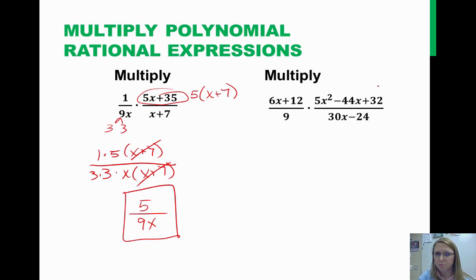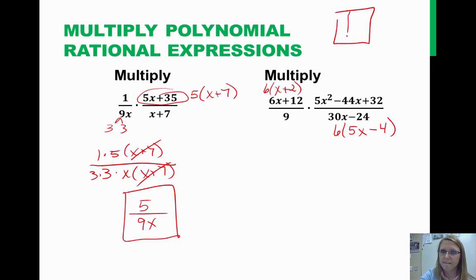We're going to want to do the same thing for this one. I can factor out a 6 on this, so I have x plus 2 left here. On this one, I could factor out a 6, and so I would have a 5x minus 4 here. But the last thing I need to do is I need to factor this one, and that one's going to take the box method. So let's do that right here.